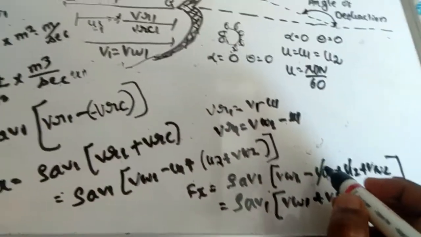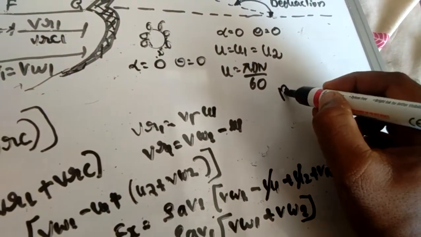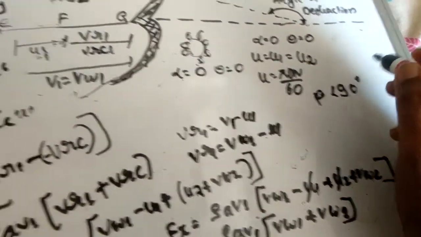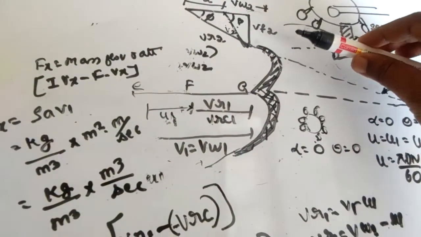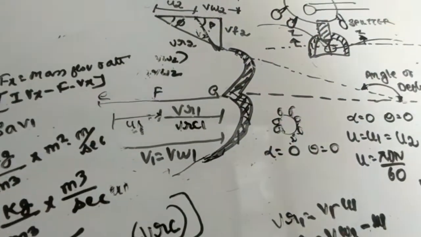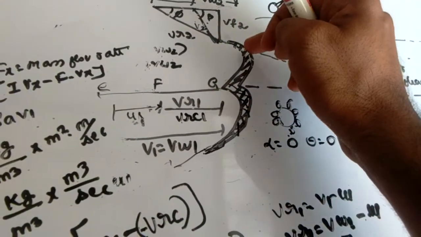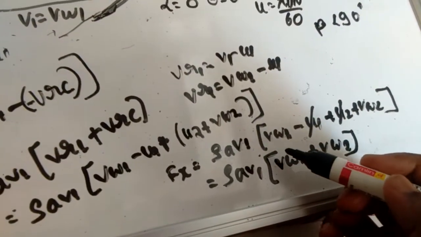So these are the related velocity triangles. When beta is less than 90 degrees, the plate is in this direction and it is curved, so when the water strikes, beta is always less than 90 degrees. So this is a positive sign.